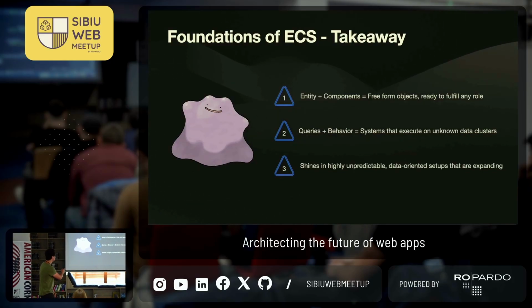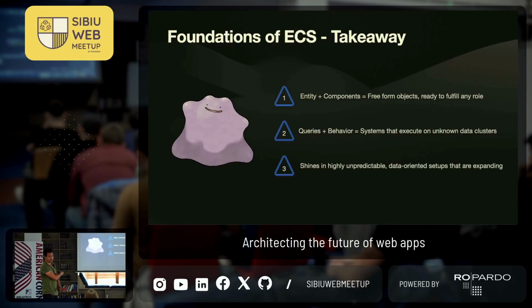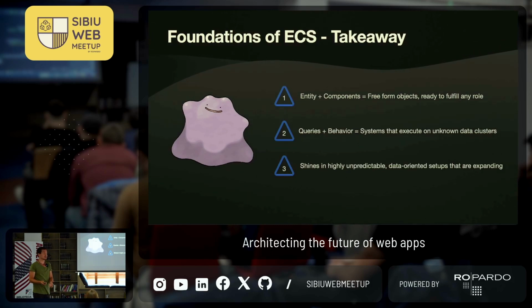A couple of things. Entity and components, very simple to remember at a high level. They're free-form objects, and I use Ditto here. I don't know if you know Pokemon, but Ditto was able to turn into everything. Basically, that's what an entity is. They're free-form objects ready to fulfill whatever role you want to attach to them.